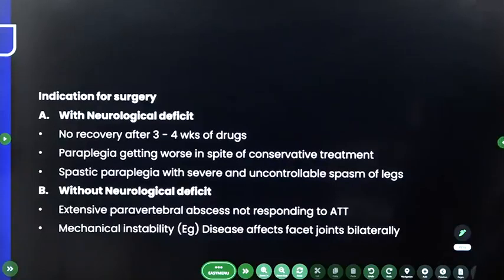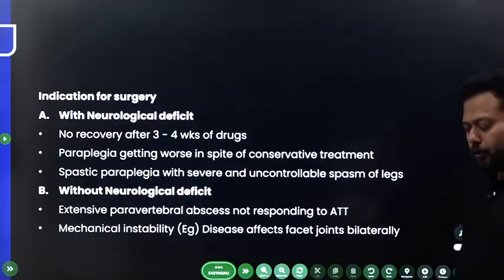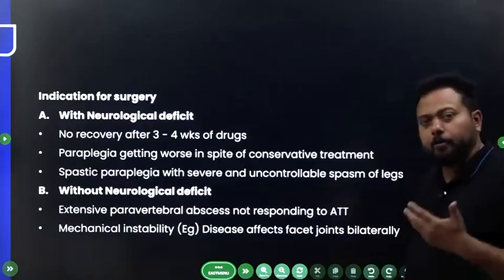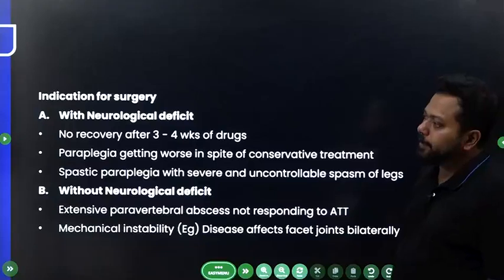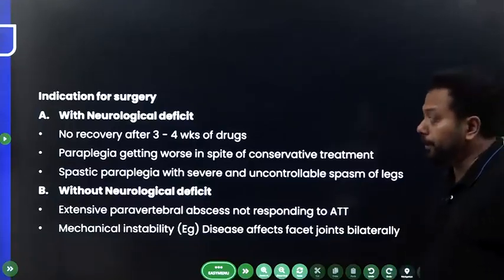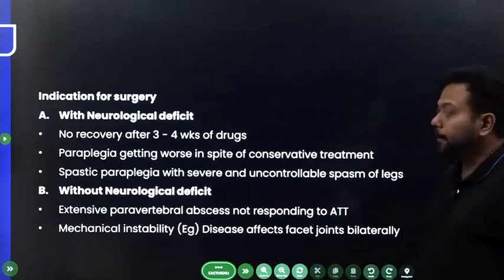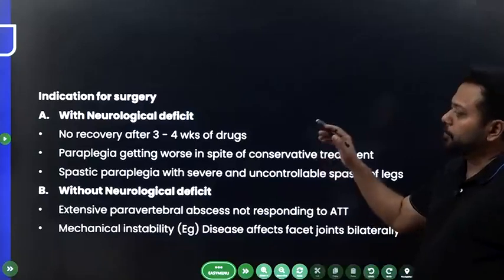Indications for surgery according to Professor Tuli's regime, with neurological deficit: no recovery after 3 to 4 weeks of drugs. There is already a neurological deficit. You are strictly giving ATT, you are doing everything, giving rest and ATT. In spite of good ATT and rest, the neurological deficit is not recovering by 3 to 4 weeks. You have to go ahead with surgery. If paraplegia is getting worse, immediately take for surgery. This is with neurological deficit.